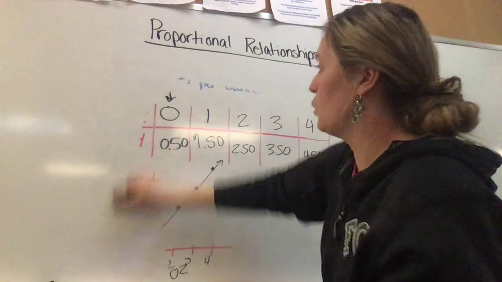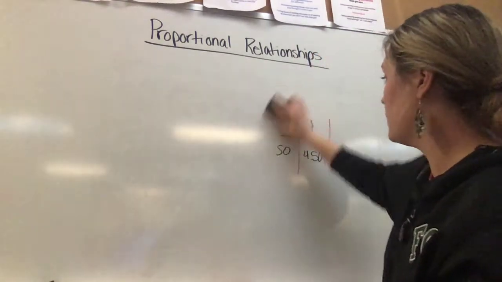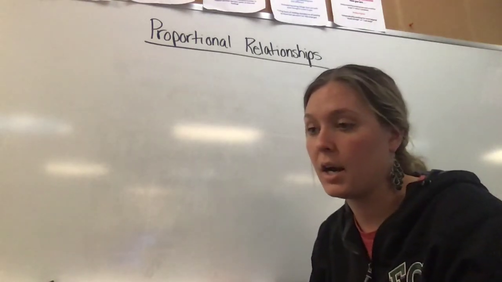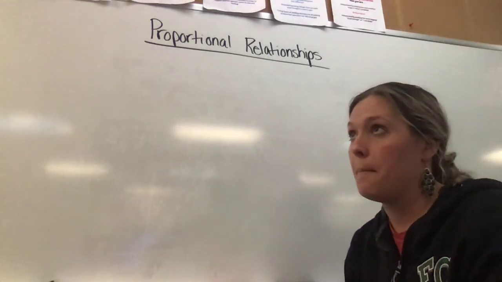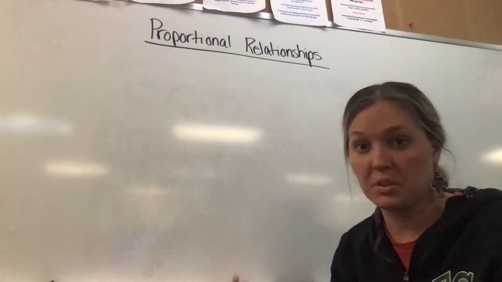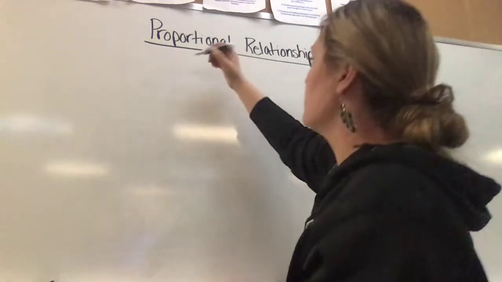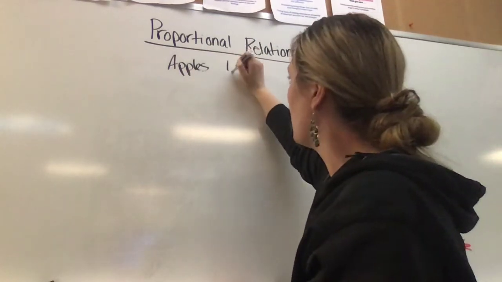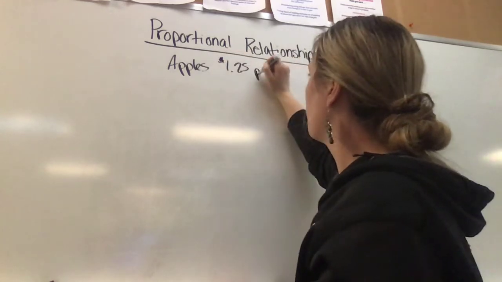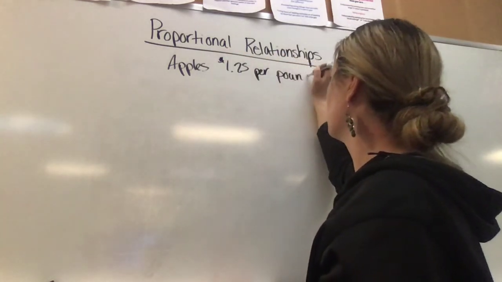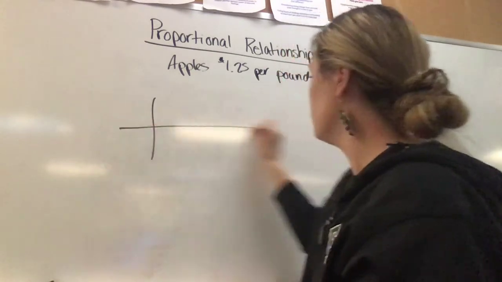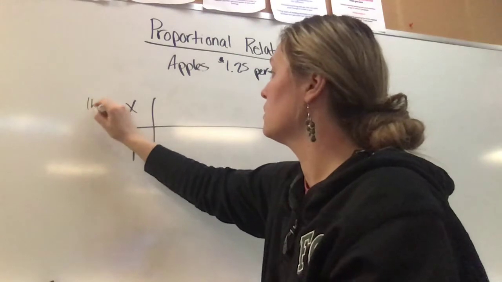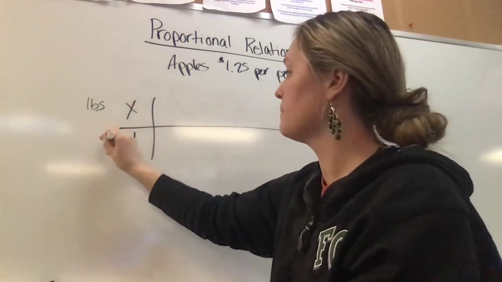Let's look at another situation that is proportional and look at what the difference is on our graph and our table. So let's say we are buying apples. We're buying apples, and the apples are $1.25 per pound. So let's create our XY table. X and Y. Let's call X our pounds and Y our money.